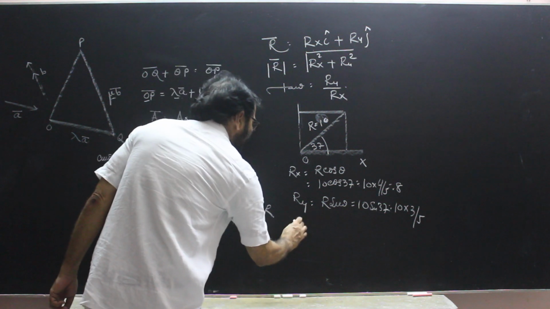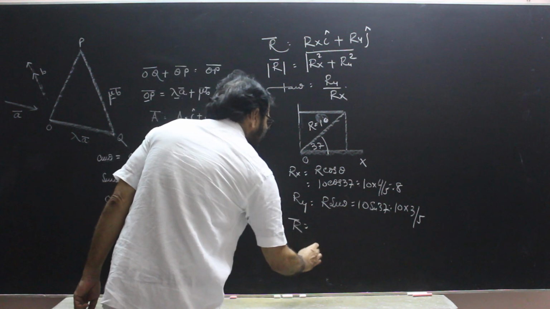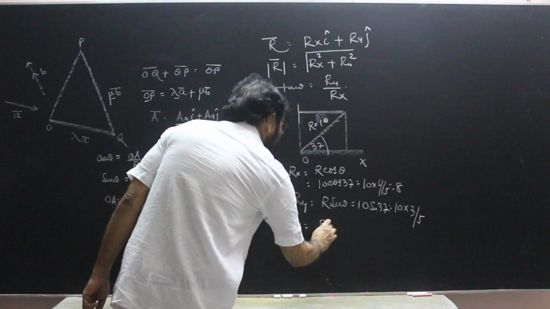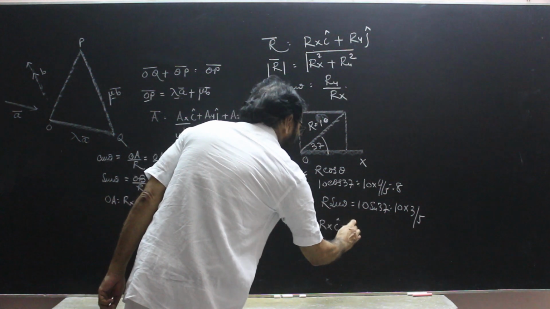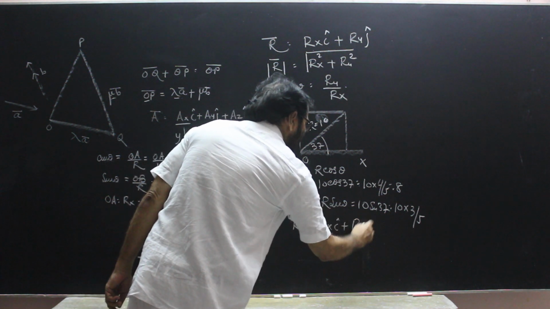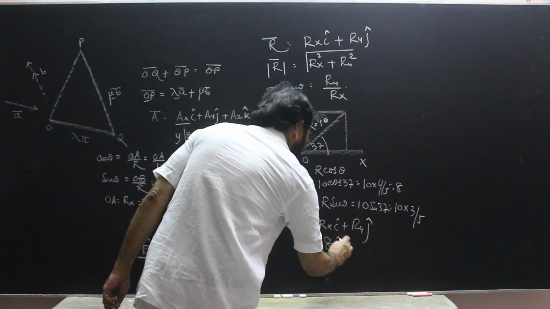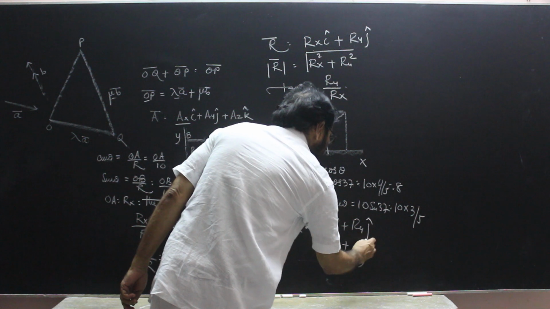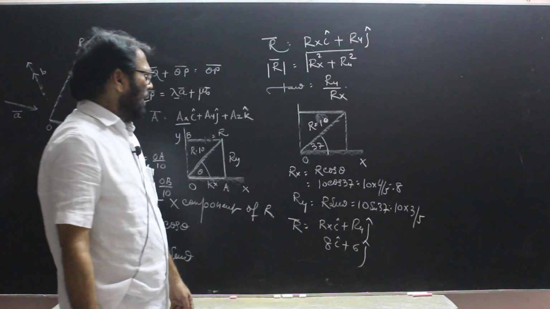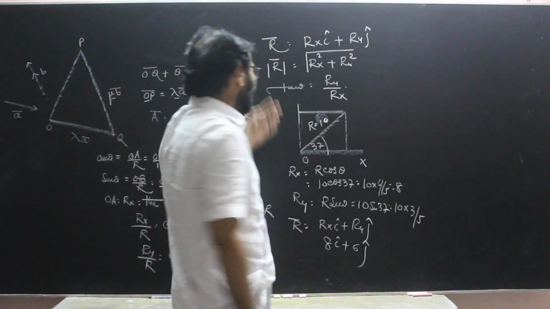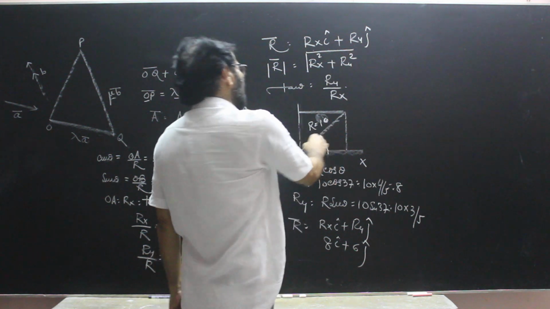So now R can be written as Rxi plus Ryj, that is 8i plus 6j. Now of course the angle is in the first quadrant.